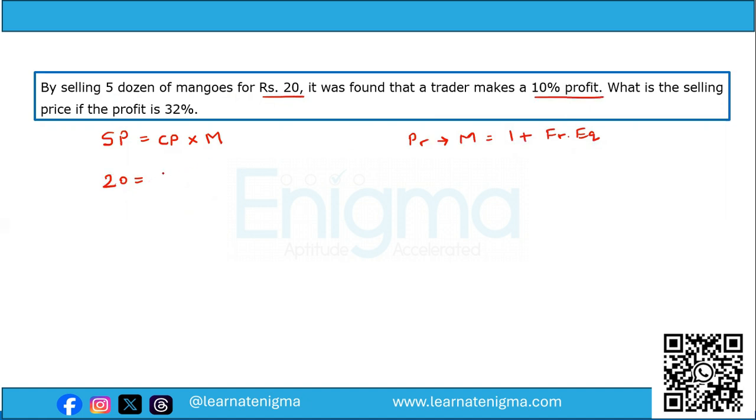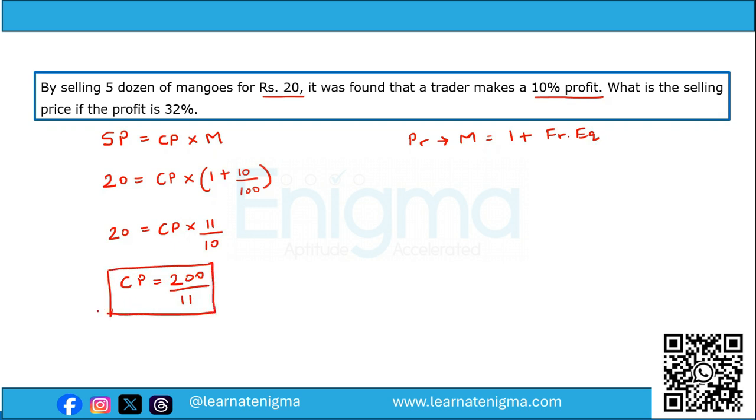So therefore 20 is equal to CP into 1 plus 10 by 100. So it becomes CP into 11 by 10. So therefore we can say that cost price is equal to 200 upon 11.